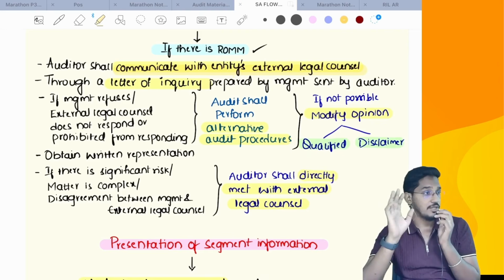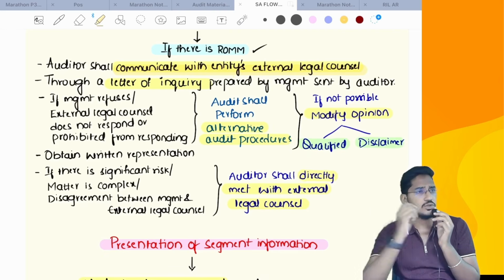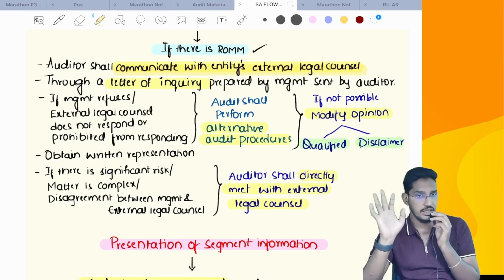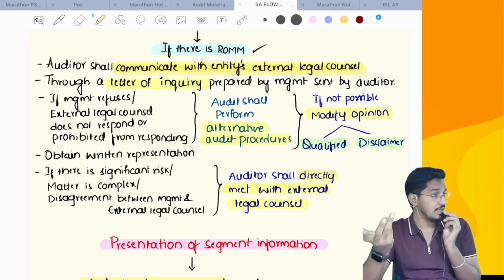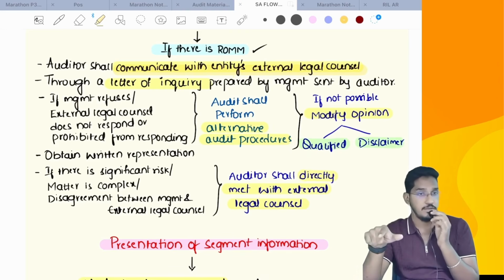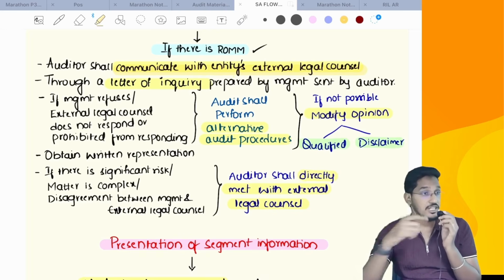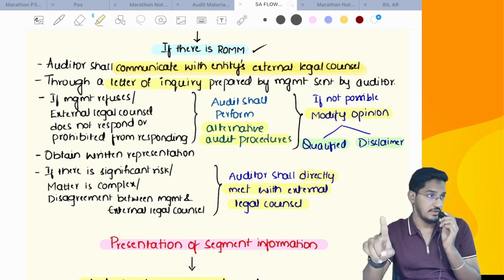How I will take the help of management is, see, generally I will try to communicate with the entity's external legal counsel through a written letter. But I don't know to whom to address it and how to ask to get the information. So for this I have to take the help of management. So I will ask the management. I will tell them the content. I will ask the management to draft that letter of inquiry.